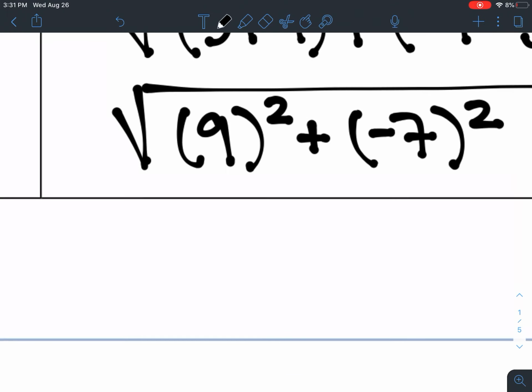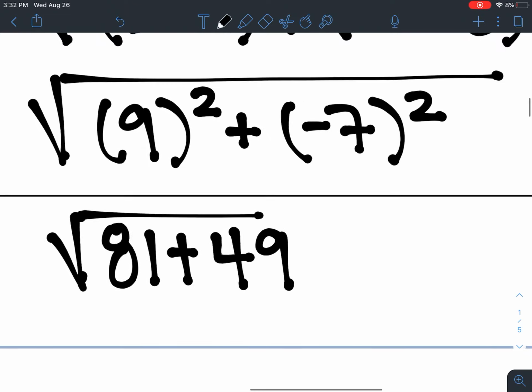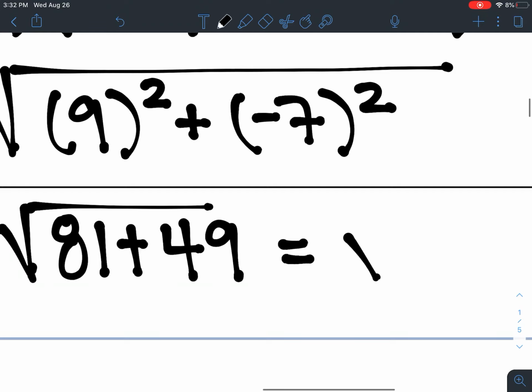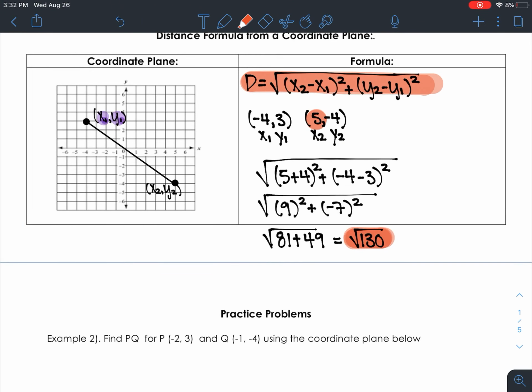Continuing on, just simplifying, 9 squared is 81, plus 7 squared, which is 49. We're going to add those together, and we're going to get the square root of 130, and we're going to leave it as is. That can be our final answer right there.